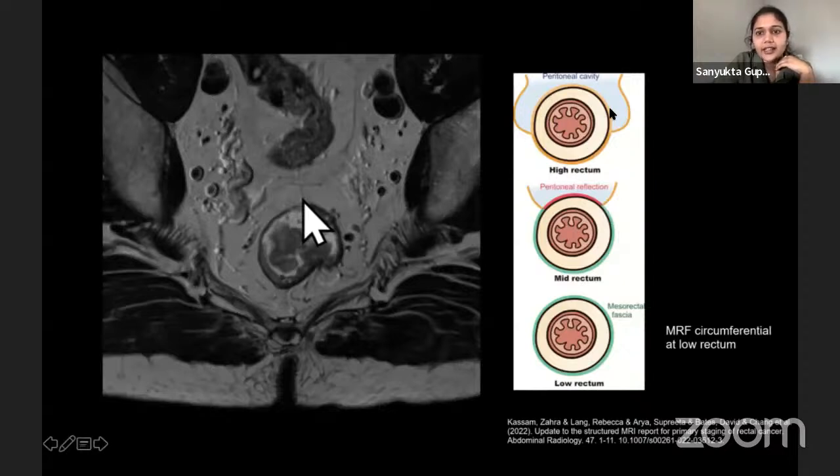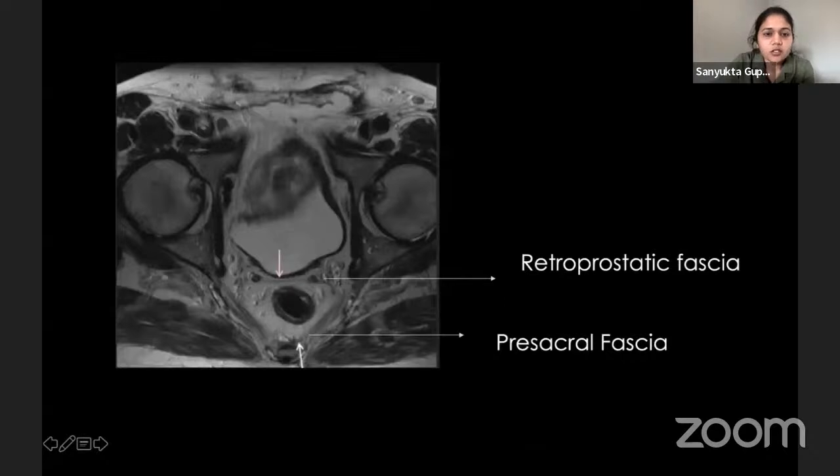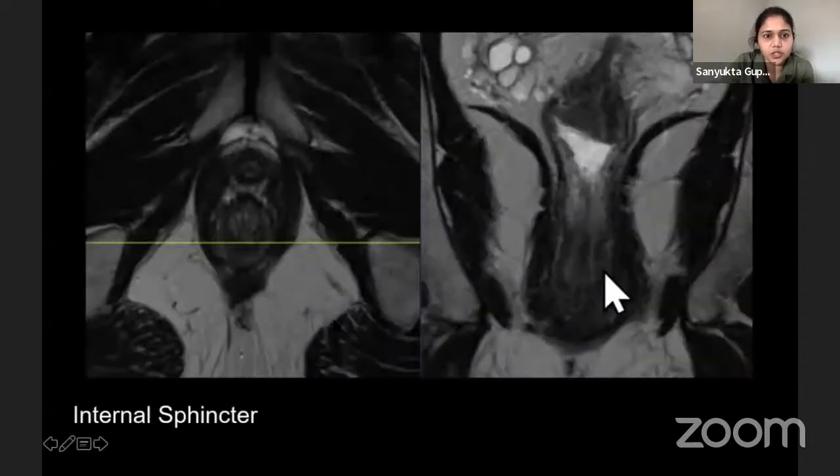The upper high rectum is peritonealized anteriorly and laterally. Peritoneal reflection, the mid rectum is anteriorly. And in the lower rectum, it's completely extraperitoneal and surrounded by the mesorectal fascia. So mesorectal fascia, then anteriorly, it merges with the retroprostatic or the Denonvilliers fascia, and posteriorly, it's the presacral fascia.